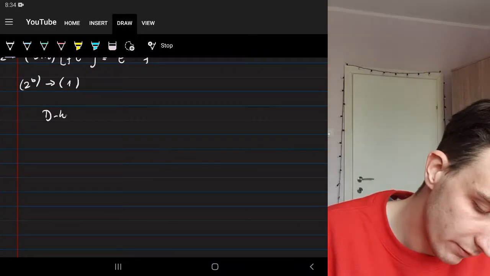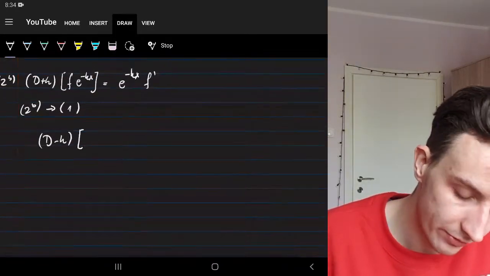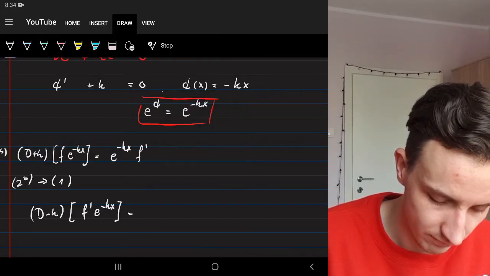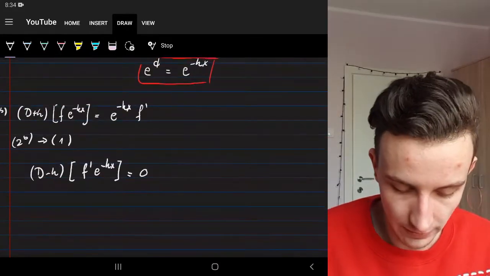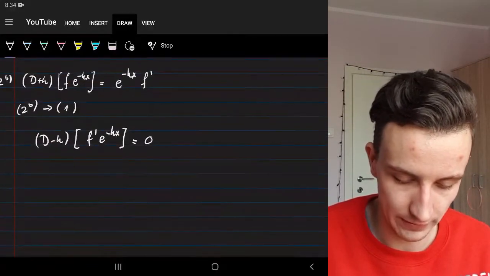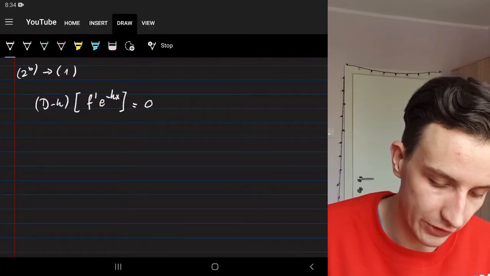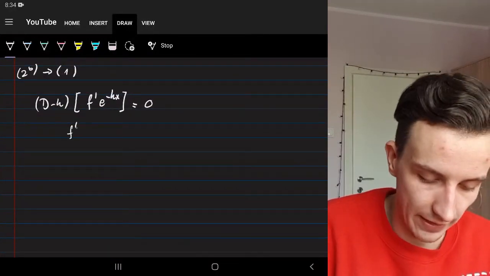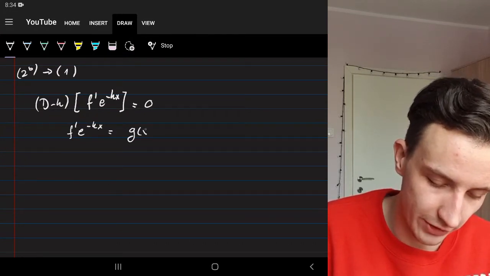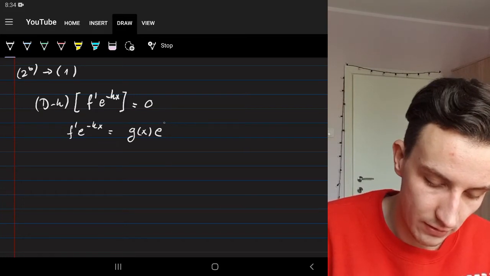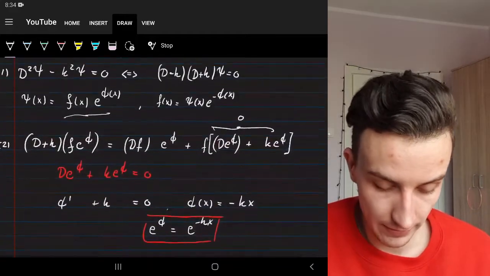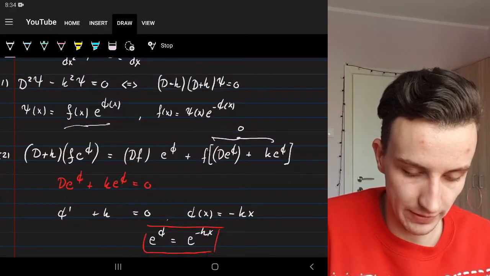So we've got d minus k of f prime e to the minus kx equals 0. Now we want to solve this. Well, let's just take the same approach. No one's stopping us from doing that. If I just say now that f prime e to the minus kx is some new function g of x, e to the theta of x. Theta is also new, right? Notice that it's absolutely the same approach.